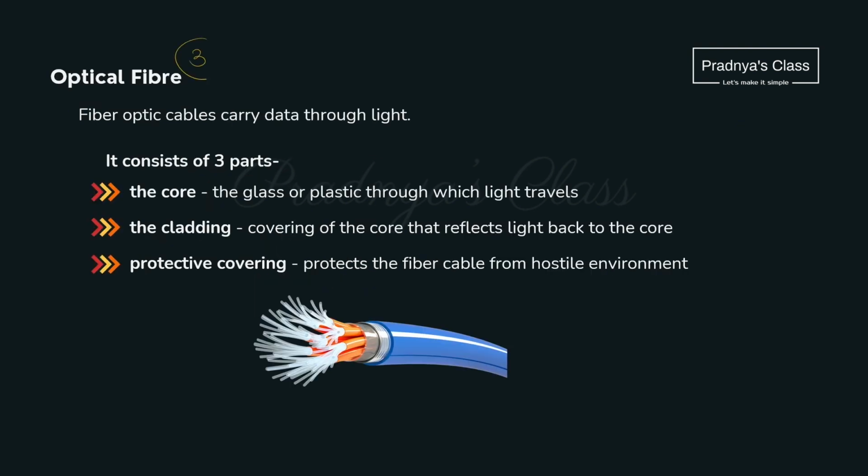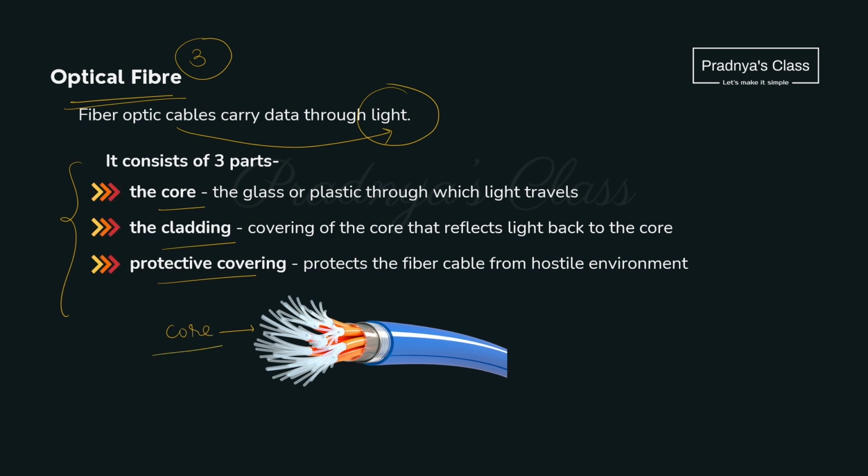Moving ahead to the third guided media, that is optical fiber. With optical fiber, we carry data through light. It has 3 parts: core, cladding and protective covering. Look at the diagram. This white portion is called the core, which can be made of glass or plastic, through which light travels. And here is the covering for it, which is called the cladding. This arrangement is protected through the protective covering.